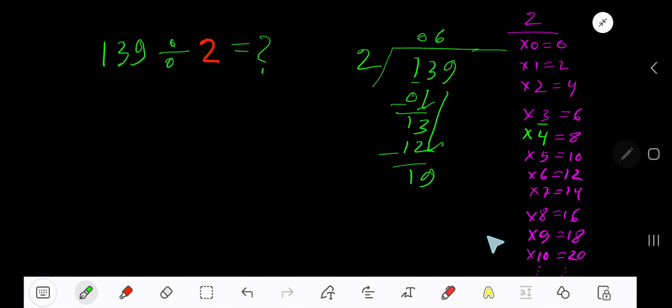2 goes into 19 how many times? Look, 10 times 2 is 20, 9 times 2 is 18, so 10 times is greater, so we have to take 9 times here. 9 times 2 is 18, subtract from 19 to get 1, so our answer is 69, remainder 1.